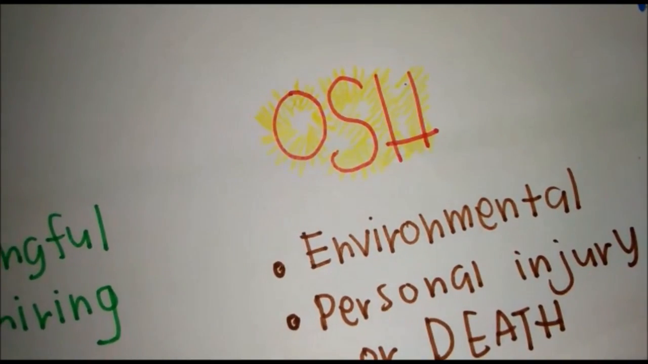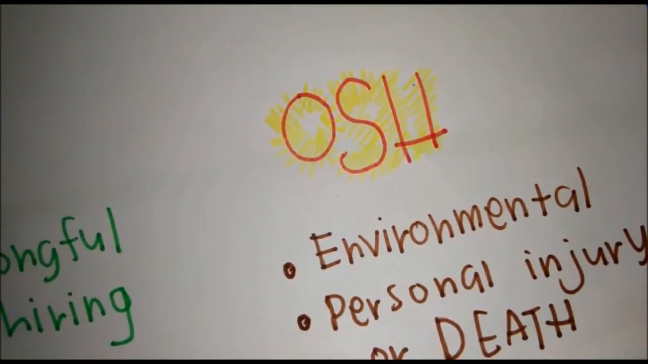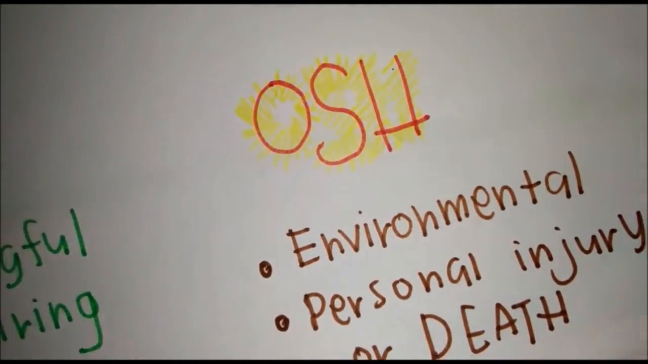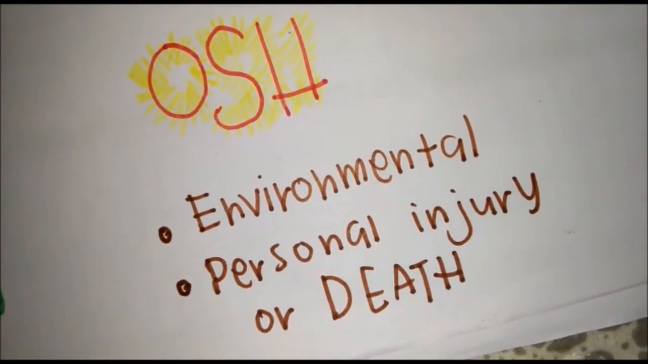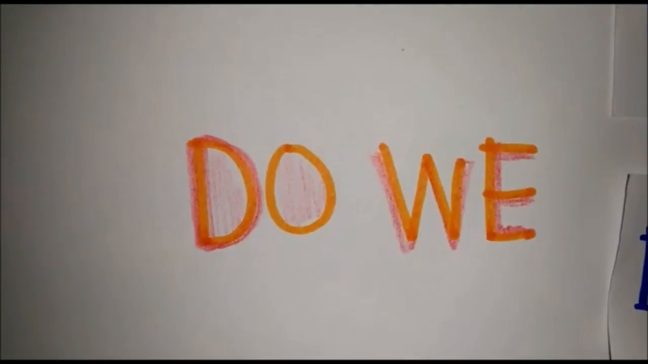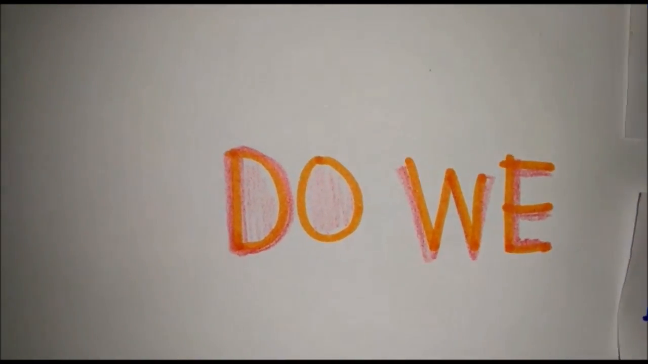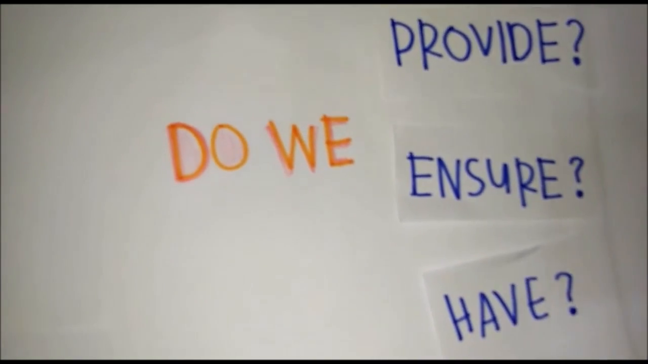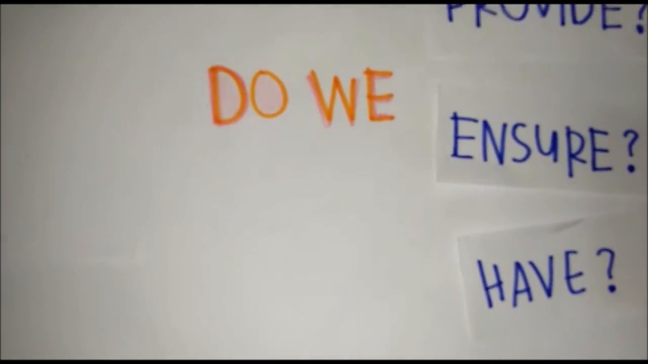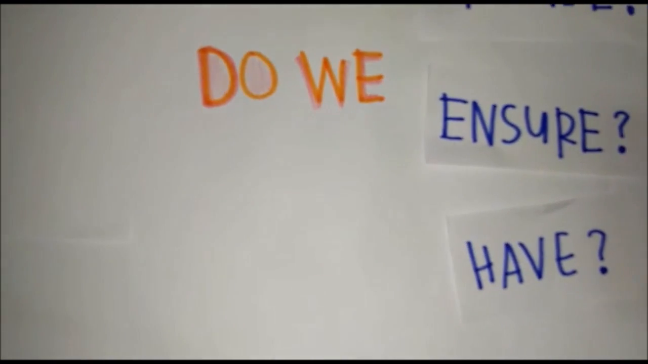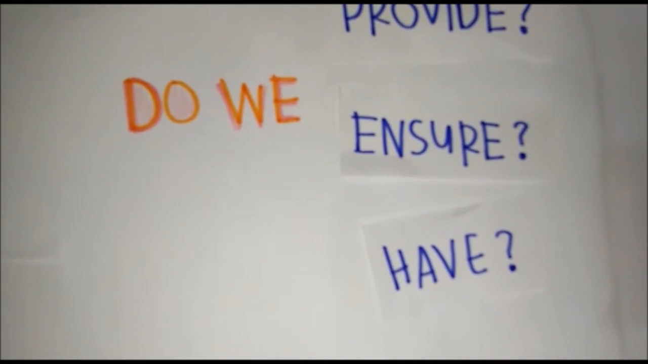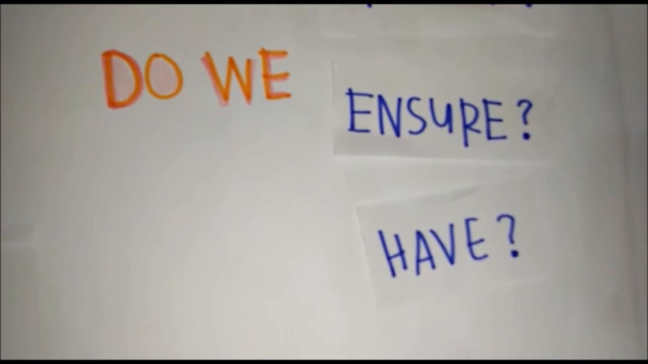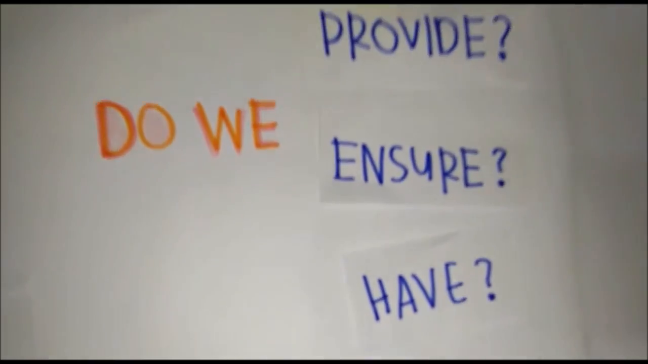Next, the third HR activity that could be applied by risk management is occupational safety and health, and the potential risk area is environmental and personal injury or death. A potential consideration that can be made is, do we provide safe working conditions and do we conduct safety checks regularly? Do we provide adequate training for staff? Do we ensure the use of appropriate clothing and safety equipment? Do we have adequate policies, procedures, and committees in place?